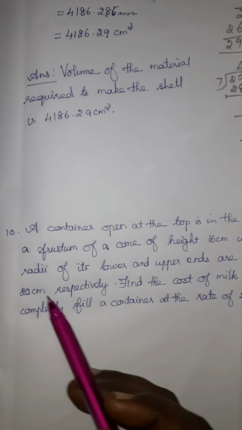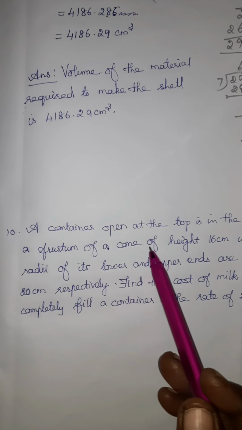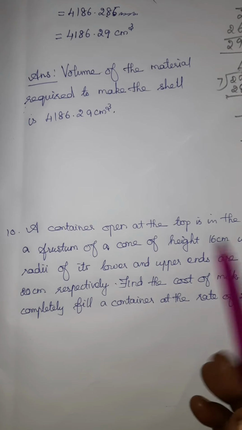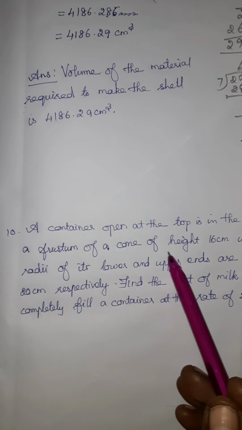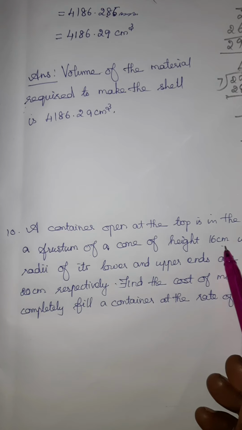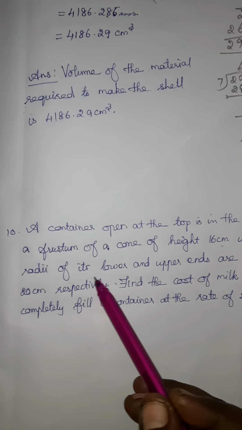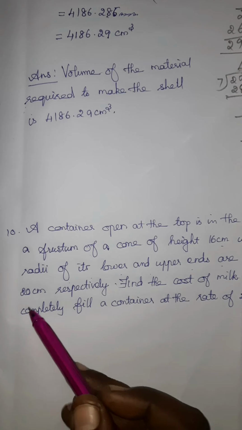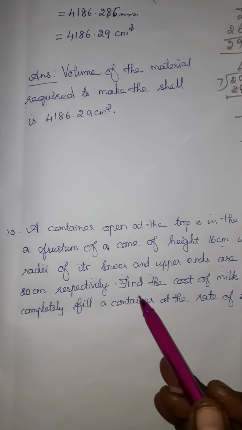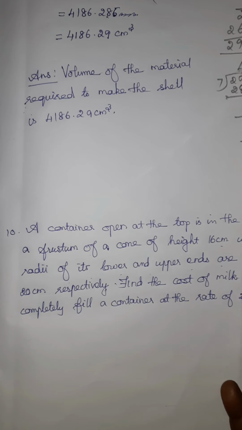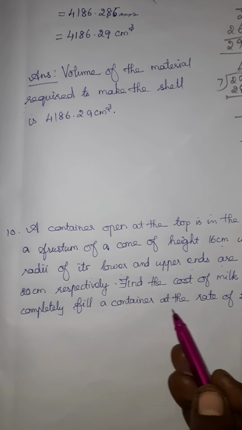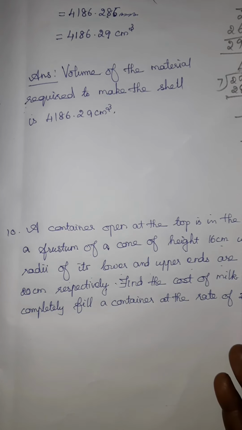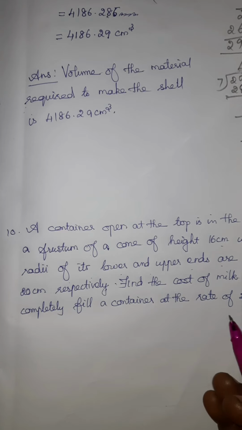Let us learn the 10th question. A container open at the top is in the form of a frustum of a cone of height 16 centimeter, with radii of its lower and upper ends being 8 centimeter and 20 centimeter respectively. Find the cost of milk which can completely fill the container at the rate of rupees 40 per liter.